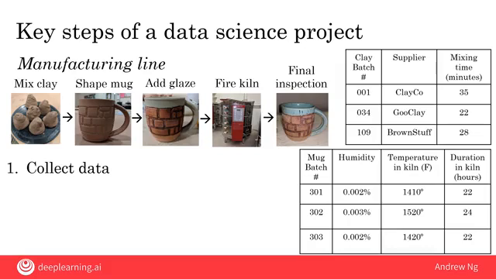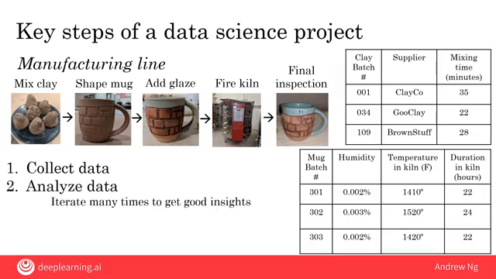Given all this data, you would then ask the data science team to analyze the data, and they would, as before, iterate many times to get good insights. And so they might find out, for example, that whenever the humidity is too low and the kiln temperature is too hot, that it cracks the mug. Or they may find out that because it's warmer in the afternoon, that you need to adjust the humidity and the temperature depending on the time of day.